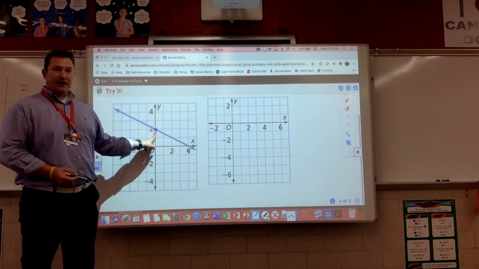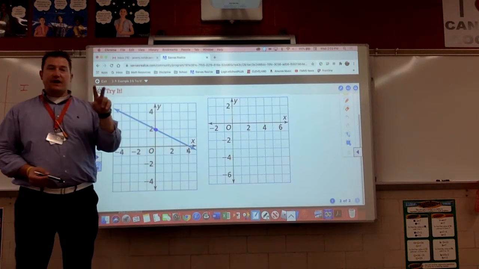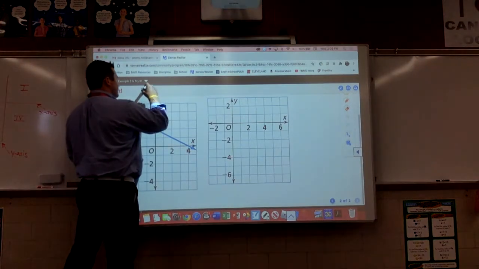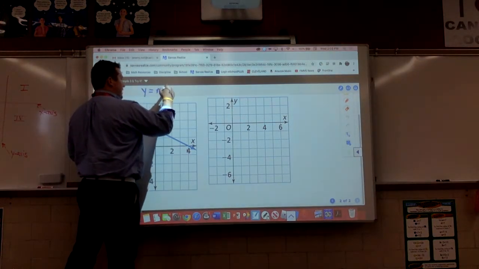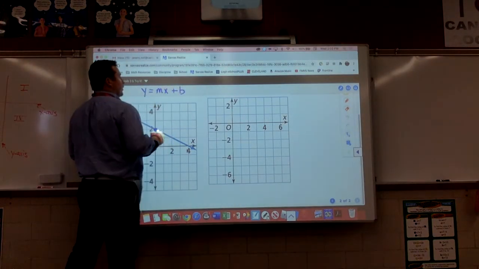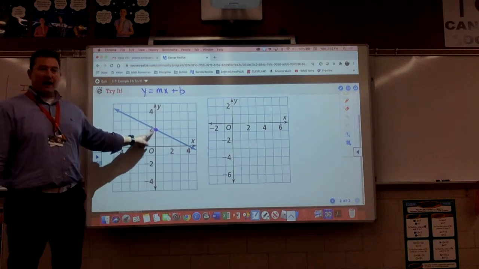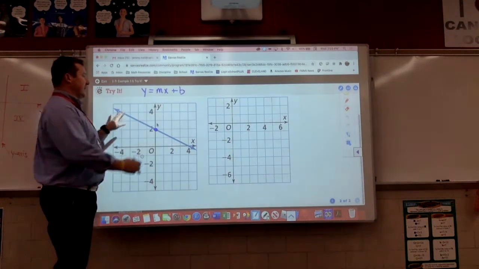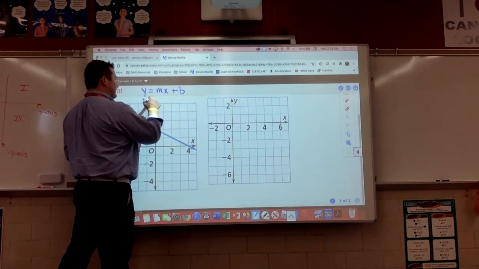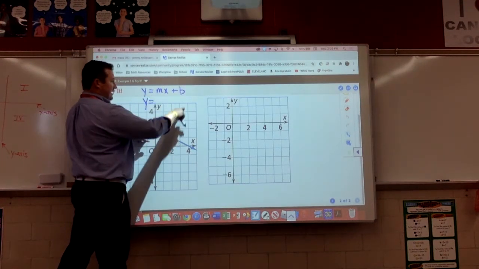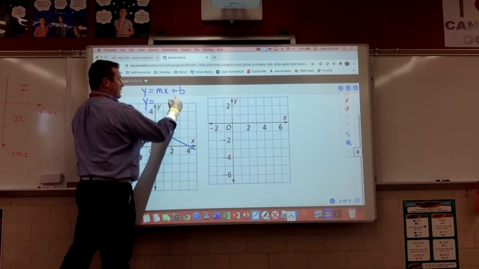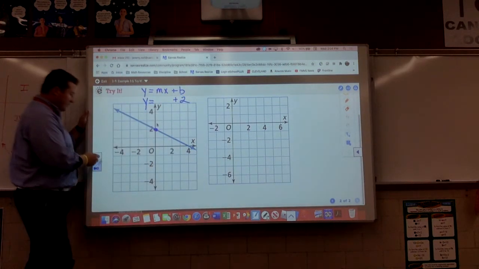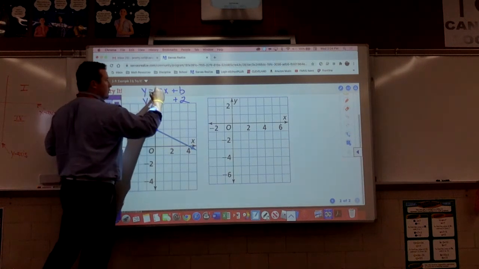This is where my line crosses the y-axis. It's at the number 2. Okay? So y equals mx plus b. Right now, I just found my y-intercept, my b number, 2. As I start to write this equation, I know the ending is my y-intercept. It's at positive 2. Now we just have to figure out our slope.